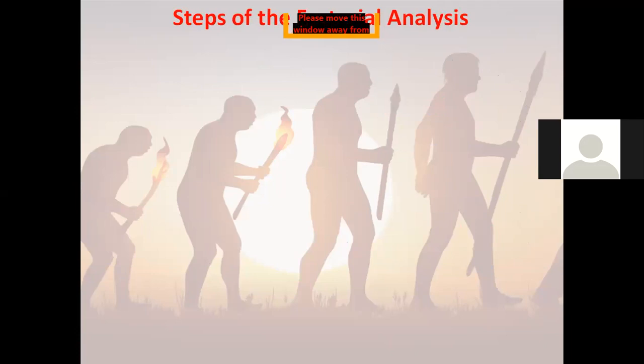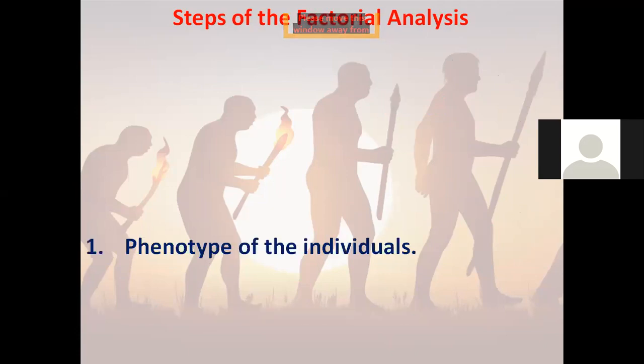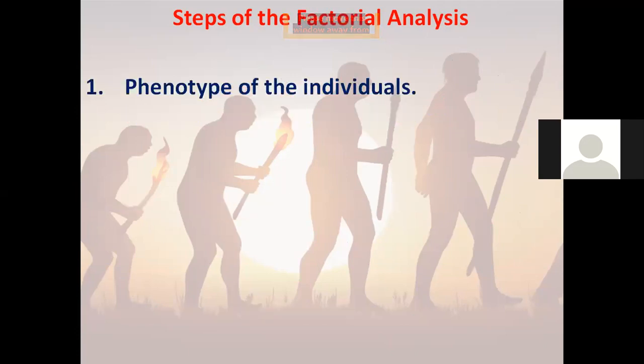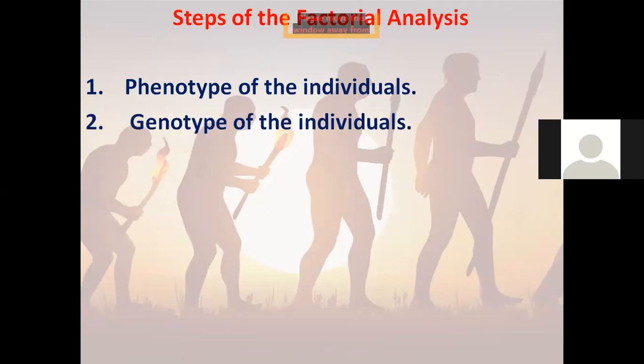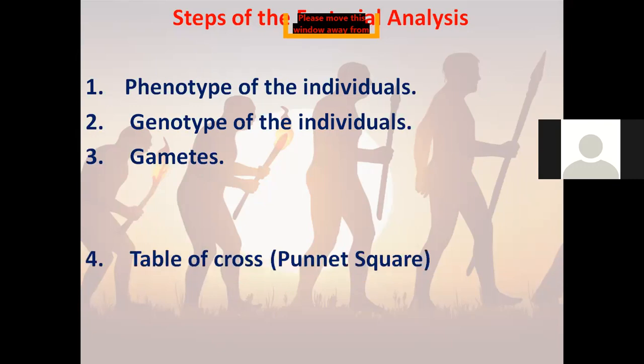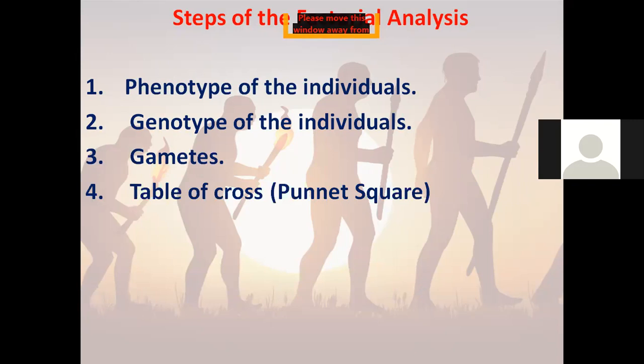So, the steps of the factorial analysis. Remember the factorial analysis, you did it in grade 9. First step, you have to write the phenotype of the individual. For example, the male is gray and the female is white, or the opposite. Second step, write the genotype of the individual, GG, GW, WW, according to your question. Third step is to write the gametes. Fourth step, write the table of cross, called the Punnett square. And the fifth step is to give the table of results.